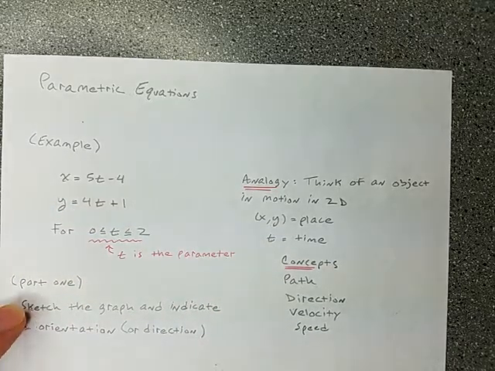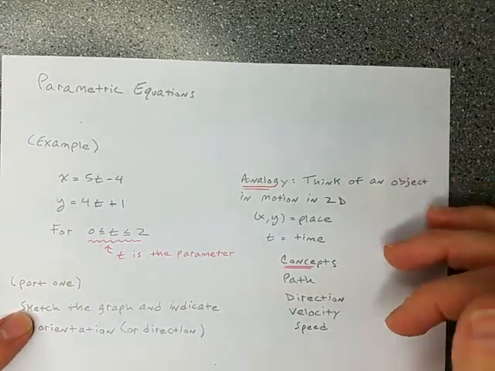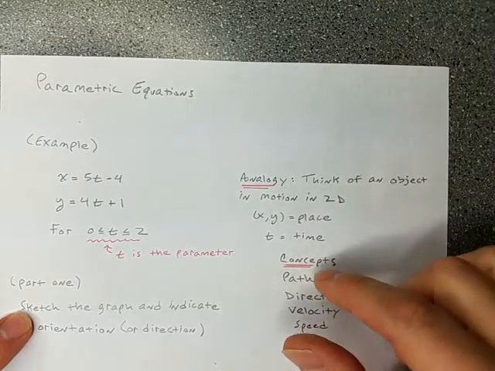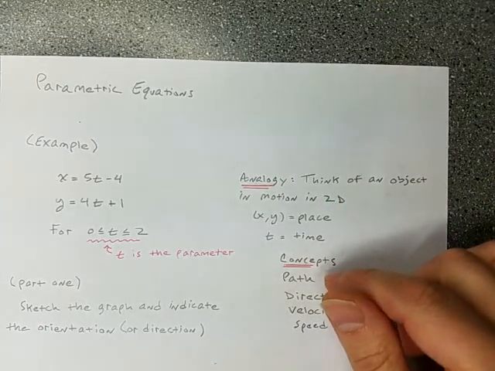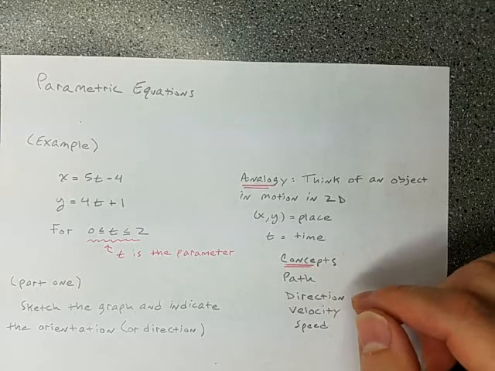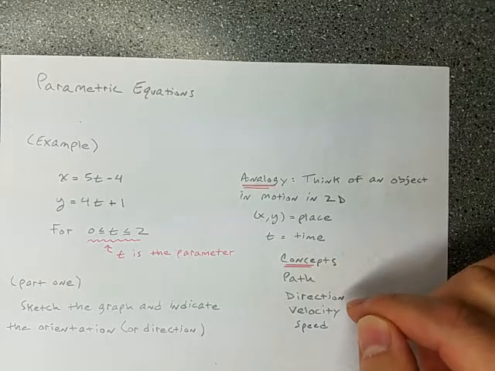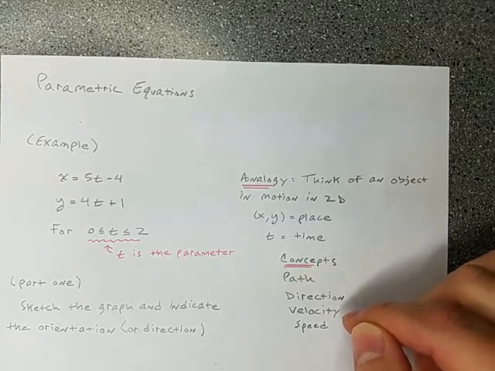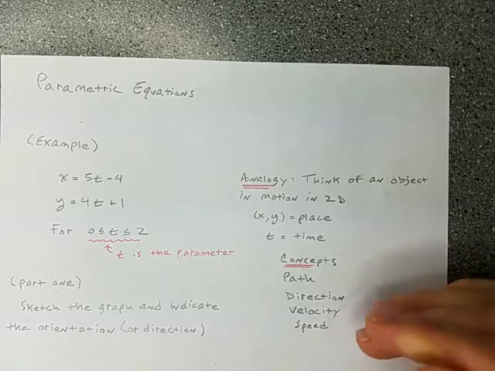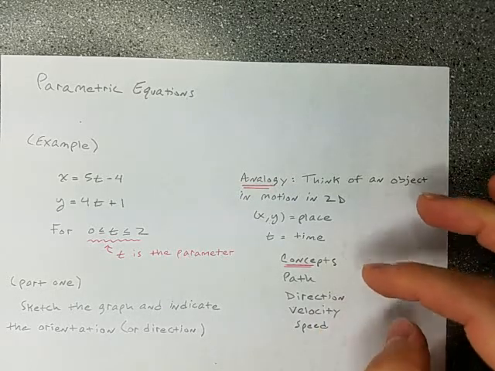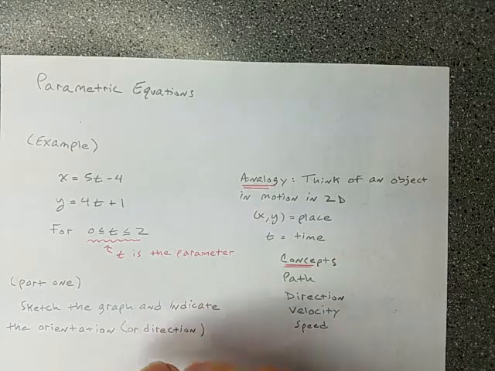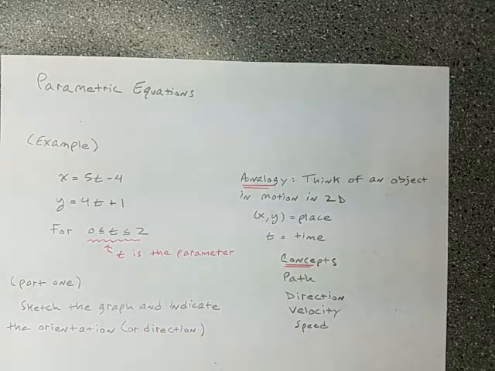All right. So out of that, we might get concepts like, well, everything that moves along a path. So that's one concept that's involved in this. And everything that moves in a certain direction. And it moves at a certain velocity or speed. And the list goes on from there, but those are some basic concepts that will be involved in what we're doing with parametric equations. Okay, so that's where we begin.